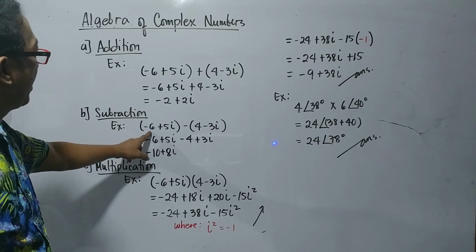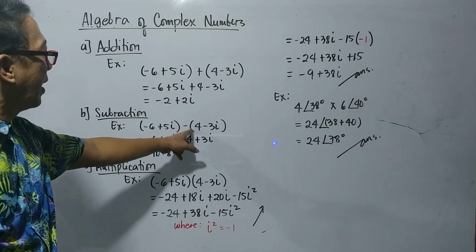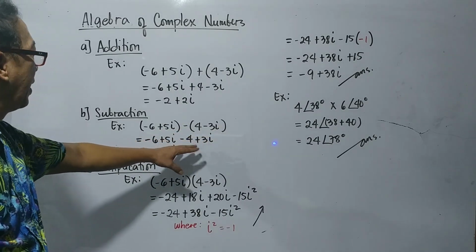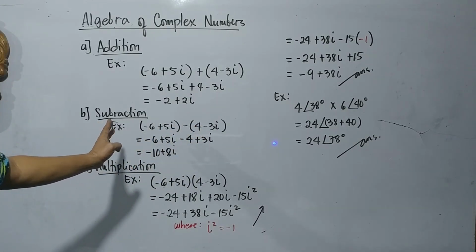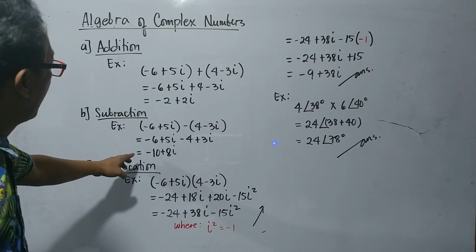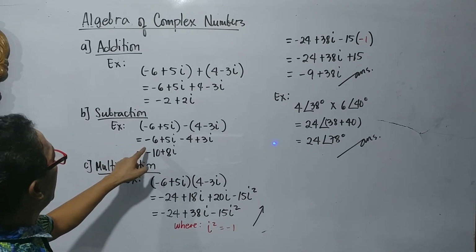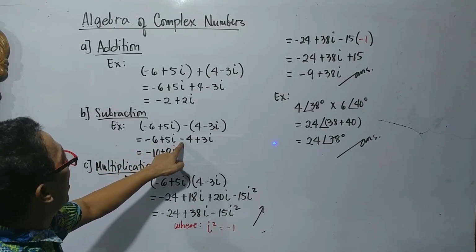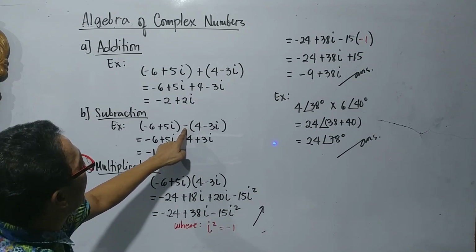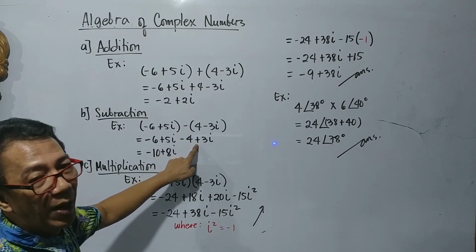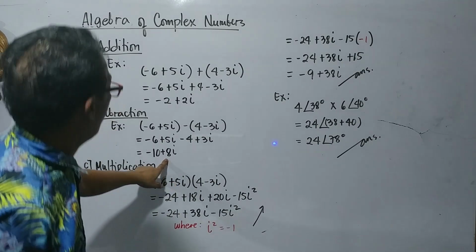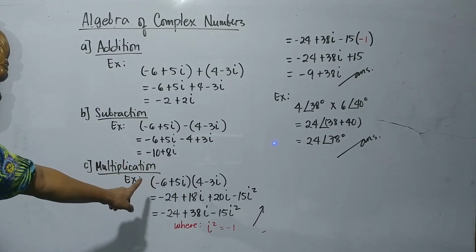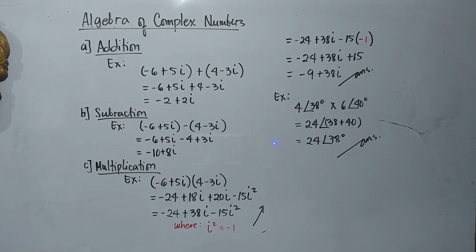On the other hand, for subtraction, the same. So, negative 6 plus 5i minus parenthesis 4 minus 3i. Then just remove the parentheses. Then apply. As you notice here, we have negative 6 plus 5i minus 4. Then negative times negative becomes positive, which is 3i. So, therefore, we have now negative 10 plus 8i.